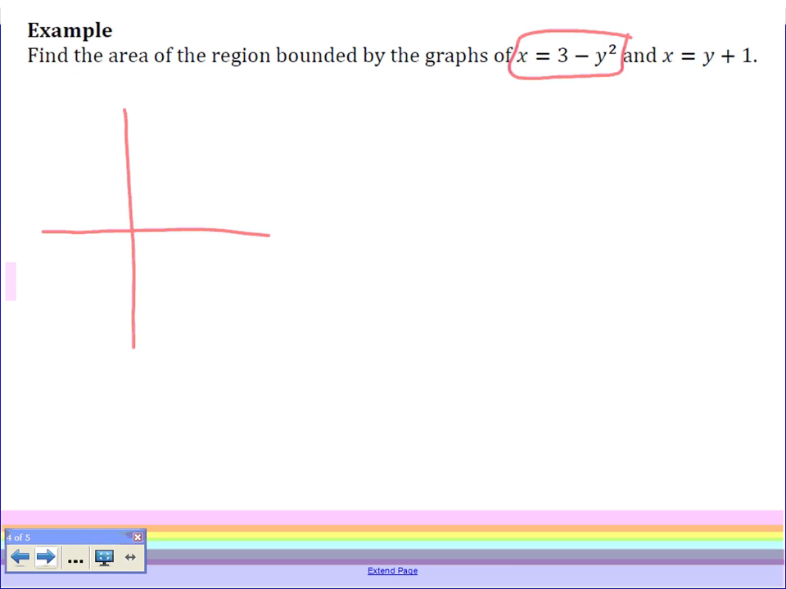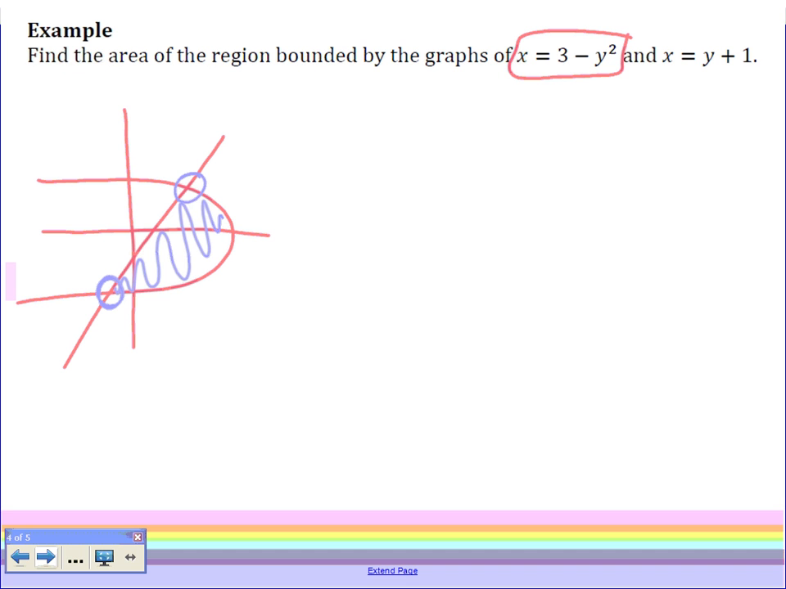Okay. Y squared, well, that's just like a parabola, just like x squared, only I reflect over y equals x, so therefore it's going to be on its side, and it looks like this. And then I have y plus 1. Well, that's just y equals x minus 1. So it looks like this. So I want the region bounded by those two functions. So that must be this region in here.